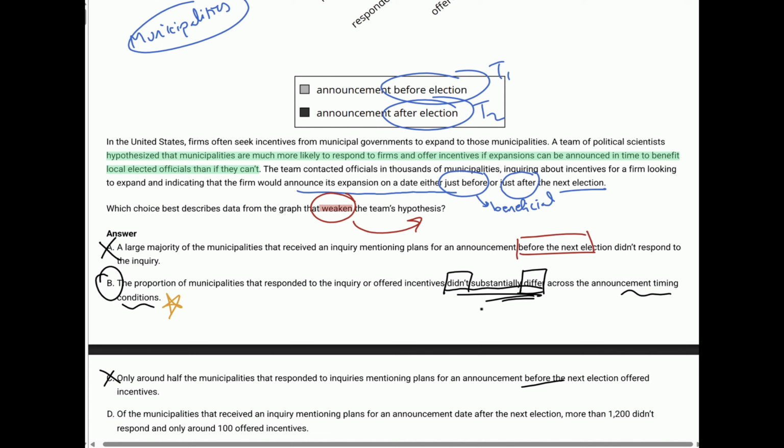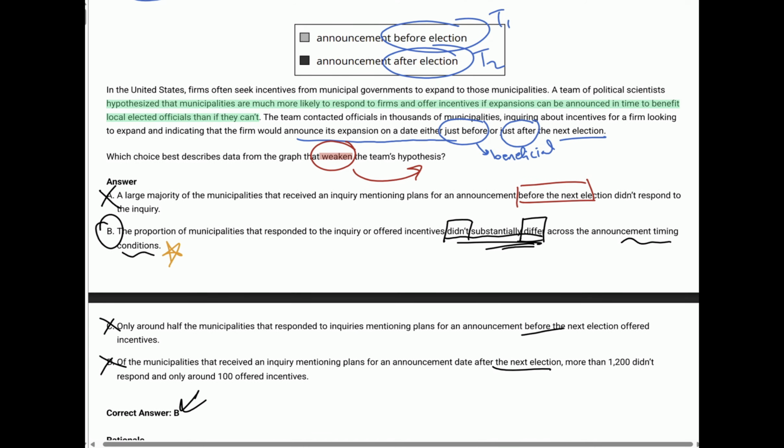Of the municipalities that received an inquiry mentioning plans for an announcement date after the next election, more than, however, this much did not respond, and only around this many offered incentives. Again, so what? This isn't what we're looking for. We're trying to find something that is going to make a comparison between these two and simply state that there was no difference. We're trying to find keywords. We're trying to find synonyms here. We're trying to find something that will say this statement. This is what we're looking for. So clearly, it is safe to say that the answer is B, and surely enough, the answer is B.